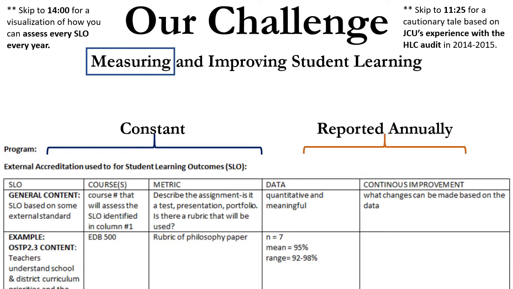The ones on the right, the data, that's going to change from one year to the next because the data is going to report the results from the assessment. And, of course, the final column on continuous improvement is also going to be updated from one year to the next because it has to do with, based on your results, based on your data, what are some of the things that you could focus on for the following year?